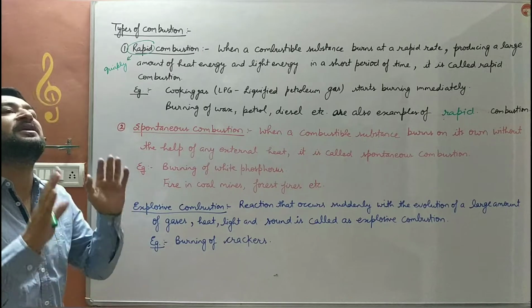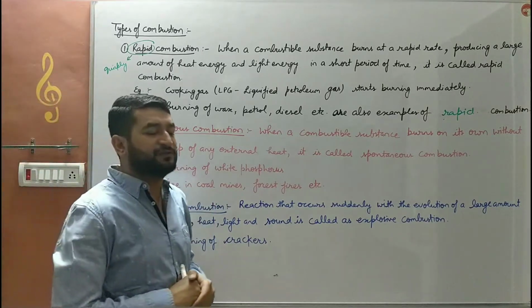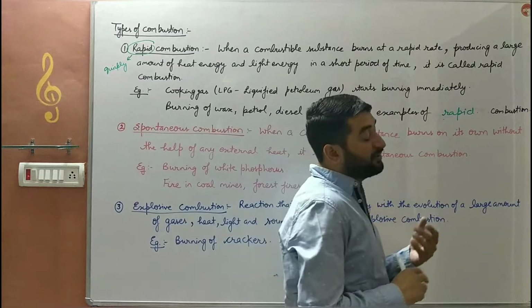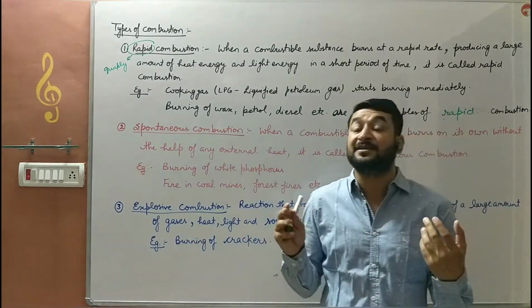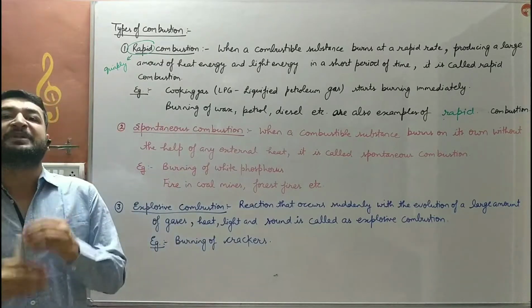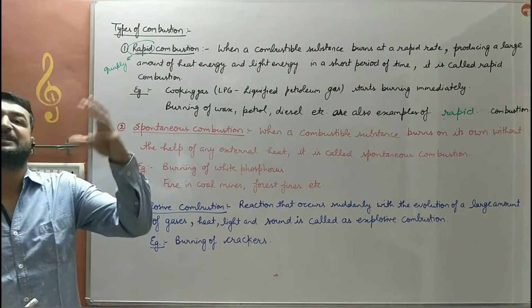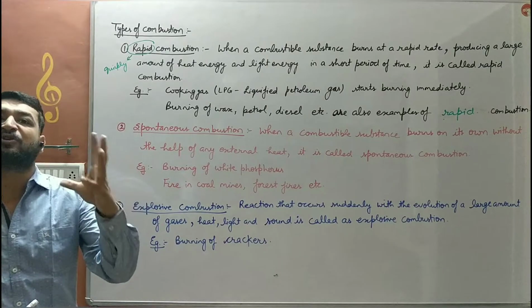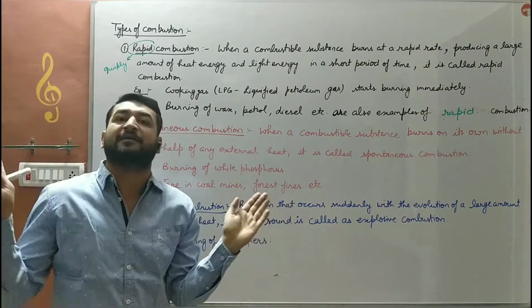The example is burning of white phosphorus. Phosphorus is a non-metal. It is the only non-metal which catches fire very easily, bache, very abruptly. At room temperature even, white phosphorus catches fire, beta. Room temperature पे रखो white phosphorus को, वो अपने आप जलने लगेगा.